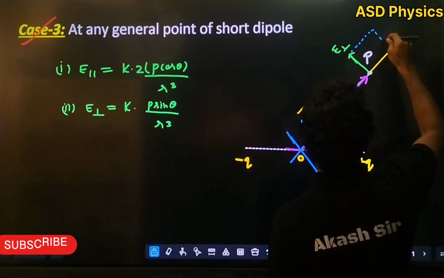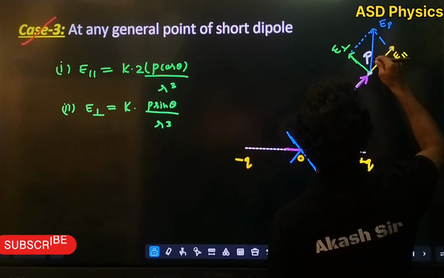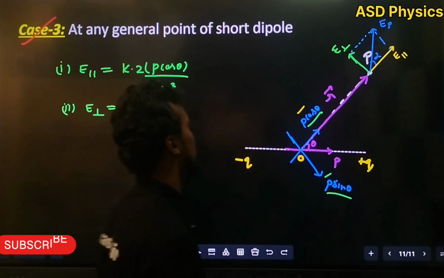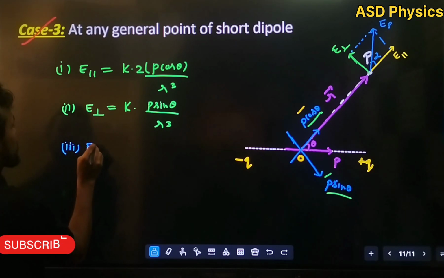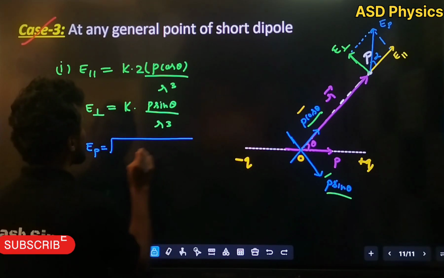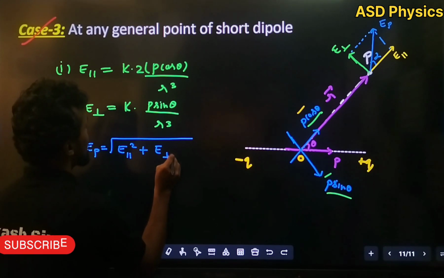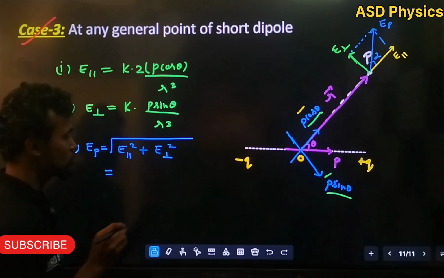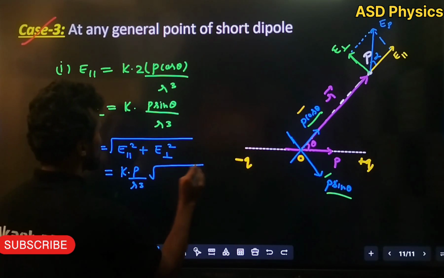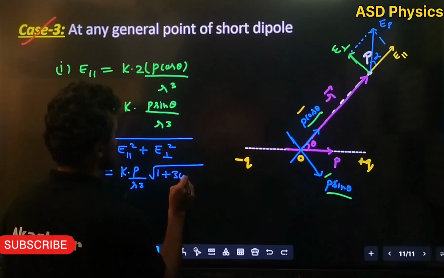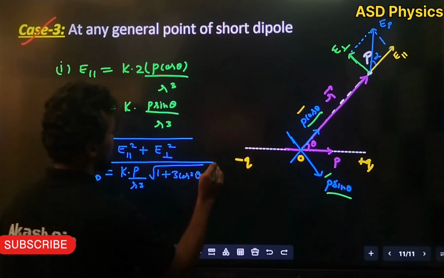Now, if I want to know the resultant electric field at point P, draw the parallelogram like this. This is the resultant electric field EP, and let's take this angle as alpha. By the parallelogram method, you know very well, the electric field at point P is given by square root of E parallel square plus E perpendicular square. When you put the values, it will come K into P by R cube square root of 1 plus 3 cos square theta. This is the electric field at point P.